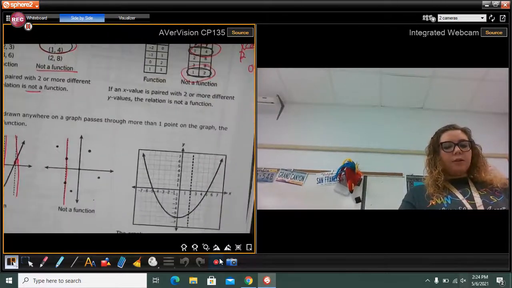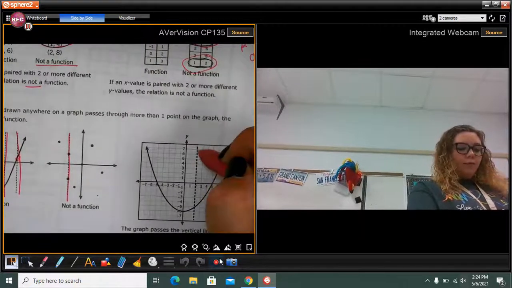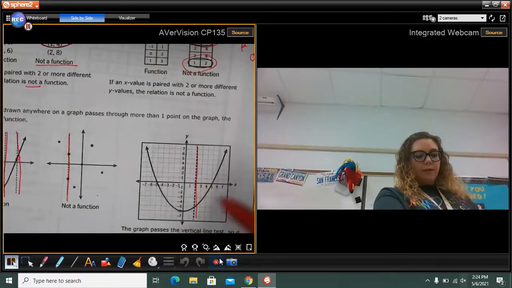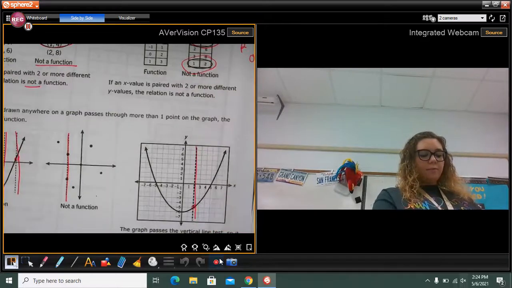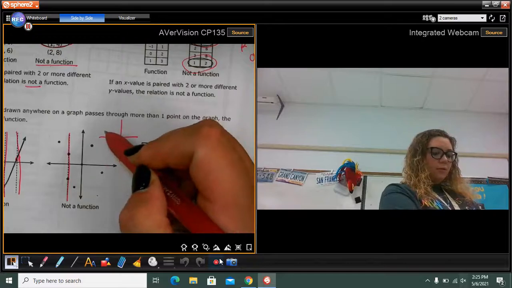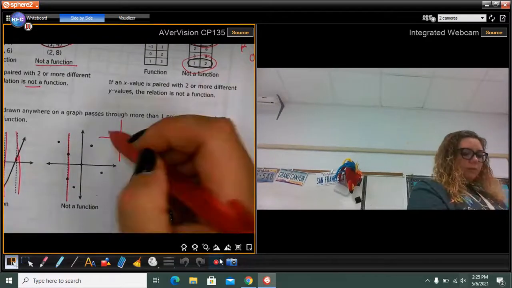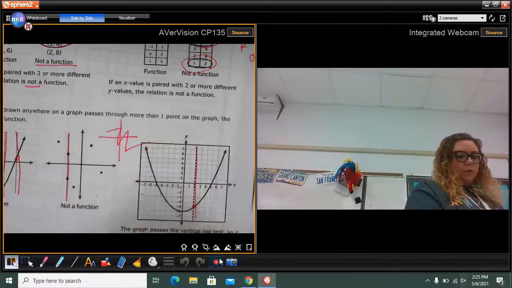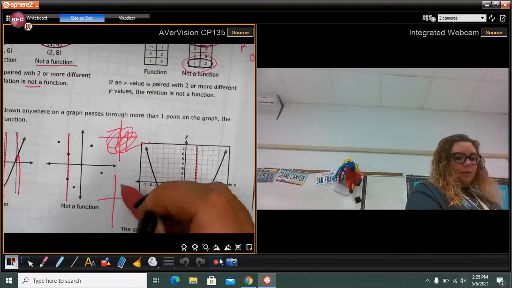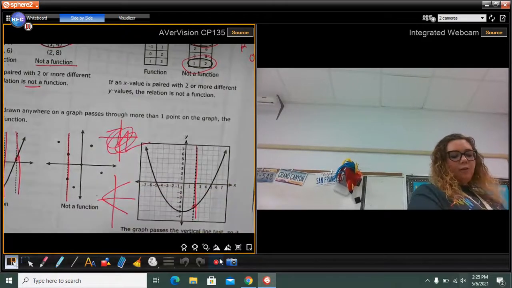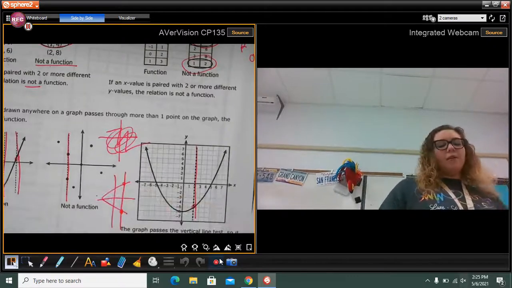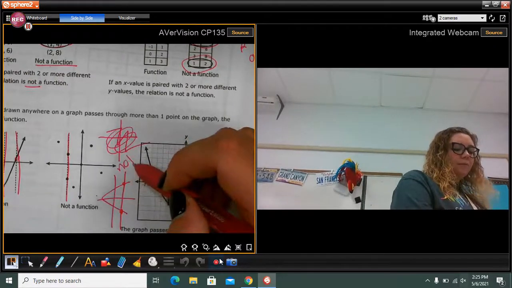Okay, let's look over here. I can draw a vertical line. Does it hit more than one point on this line right here? No, so it is a function. Okay, if I had something like this. That's not a good example. Let's see. If I have this and I were to draw a vertical line, how many times does it cross? 2 times. So this is an example of not a function.